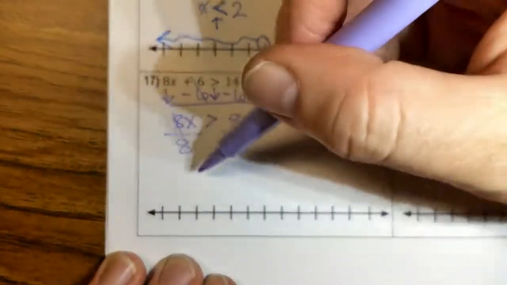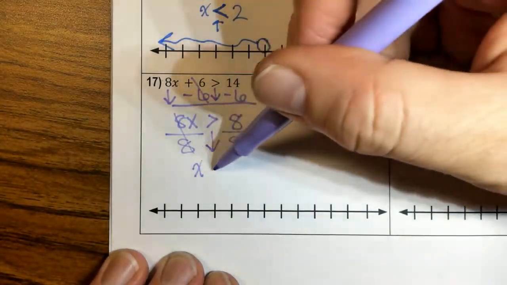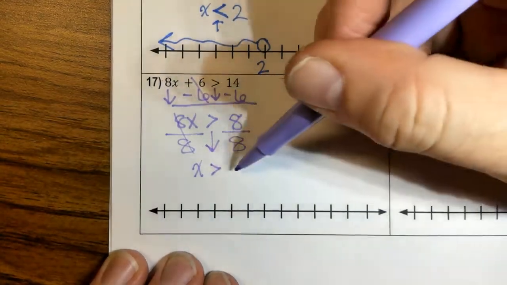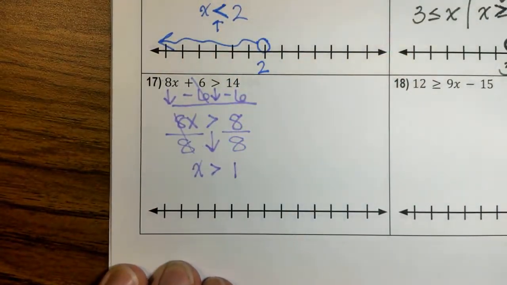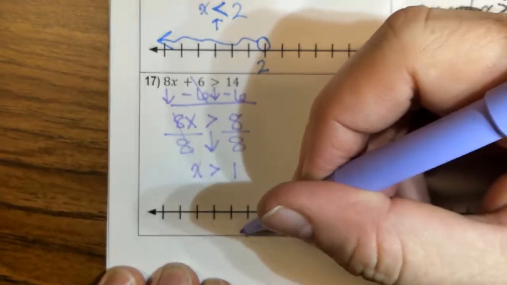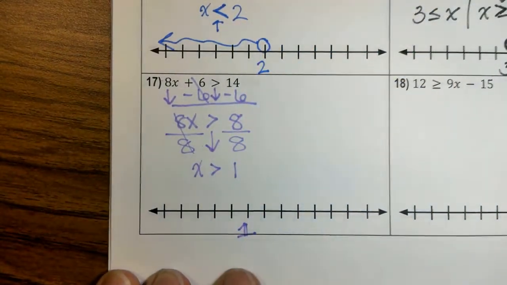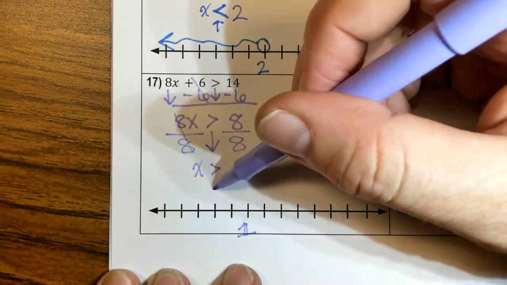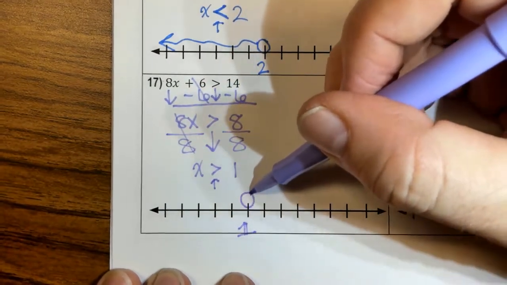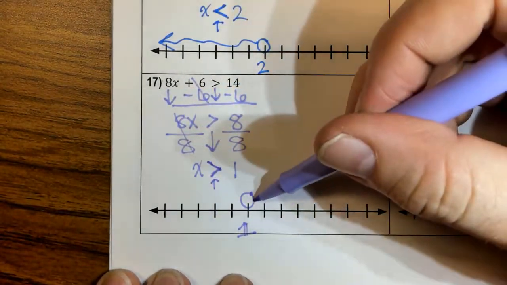Okay, so I'm left with x, bring down my symbol, greater than. 8 divided by 8 is 1. So I have a 1, and if you want to write the 1 like that, that's fine. So I have 1. My symbol is not underlined, so open circle, and greater than goes to the right.